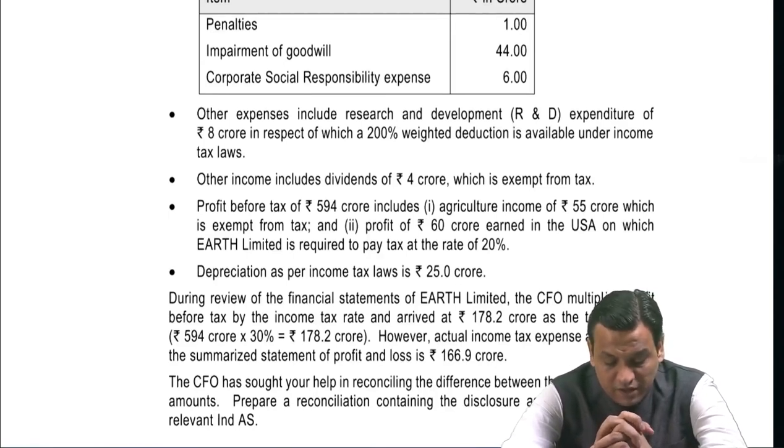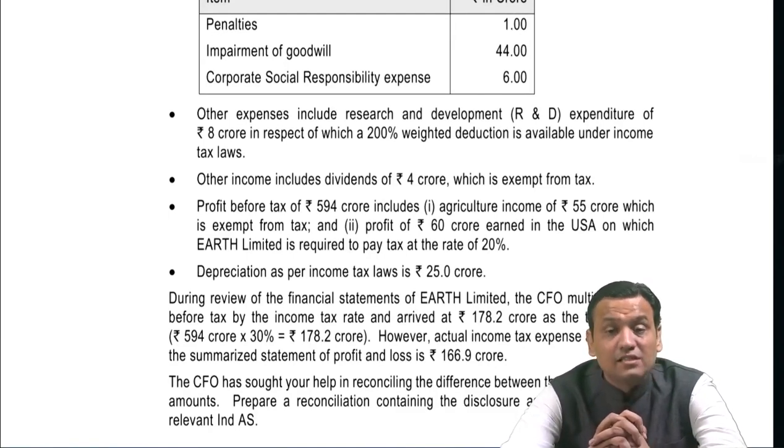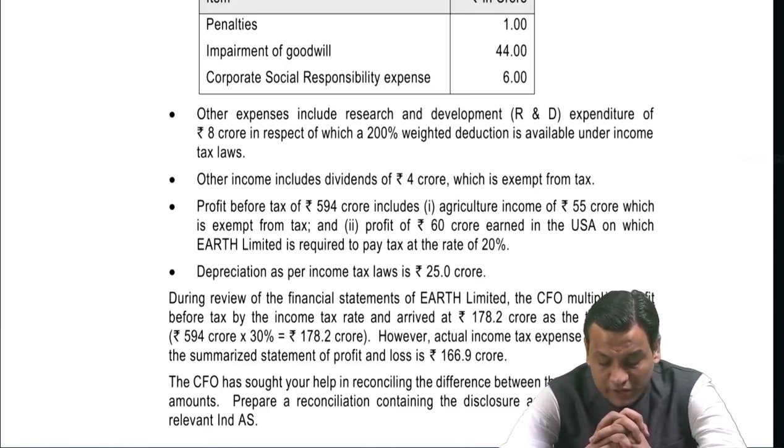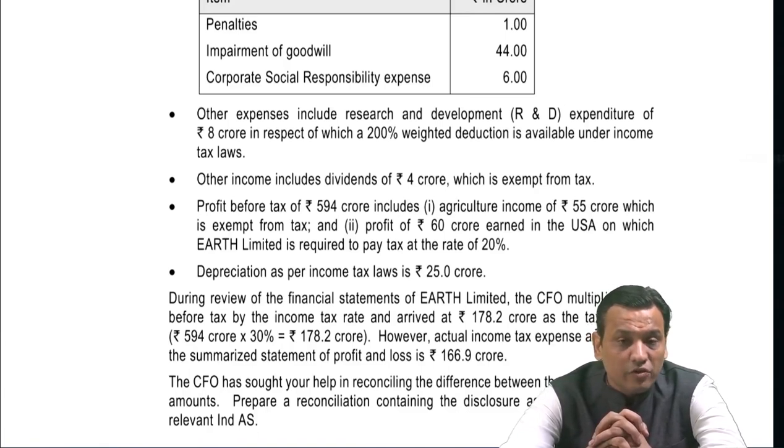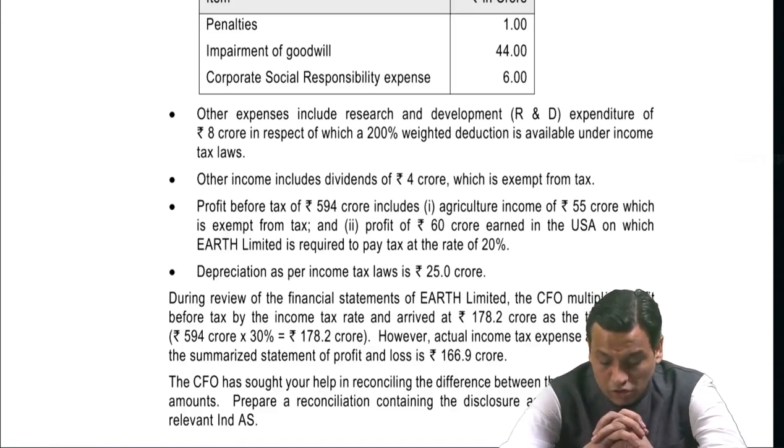Other income includes dividend of 4 crore, which is exempt from tax. Profit before tax of 594 crore includes agriculture income of 55 crore, which is exempt from tax. Profit of 60 crores earned in USA, on which Earth Limited is required to pay tax at the rate of 20%. Depreciation as per income tax law is 25 crore.